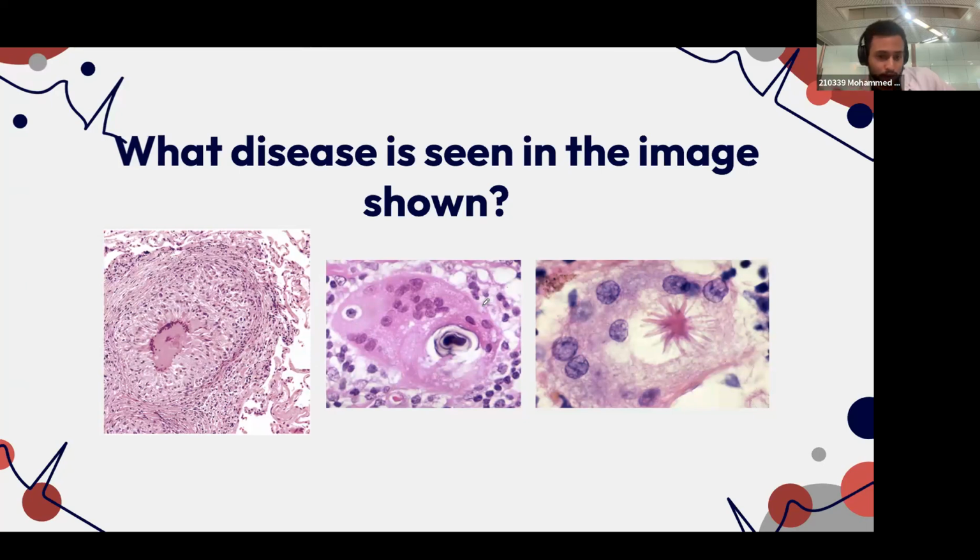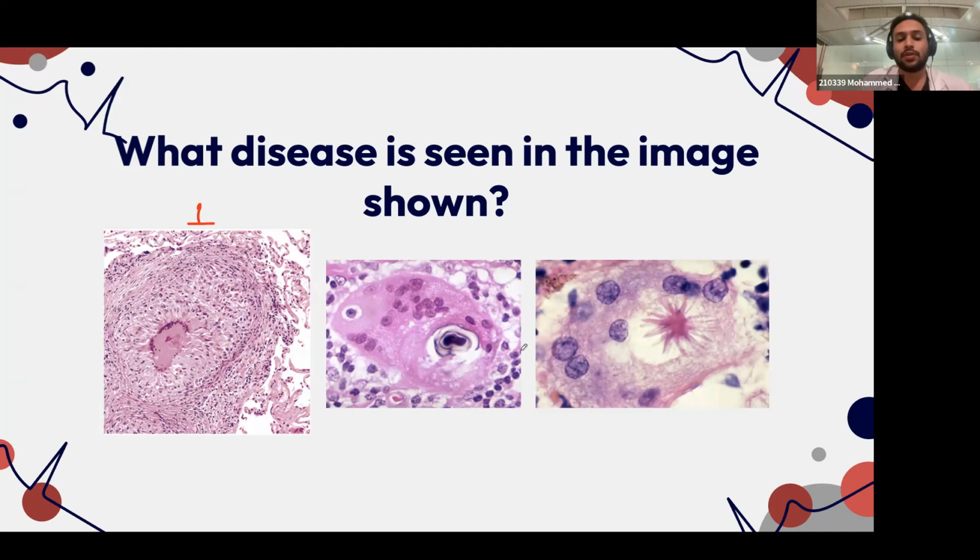Sarcoidosis. Good. Let's go image by image. This first image, what is shown in this image? Non-caseating granuloma. You won't see caseous necrosis in the middle. You'll see a granuloma. That's number one. It's a non-caseating granuloma. Caseating granuloma is what disease? TB. Important to remember. Good.